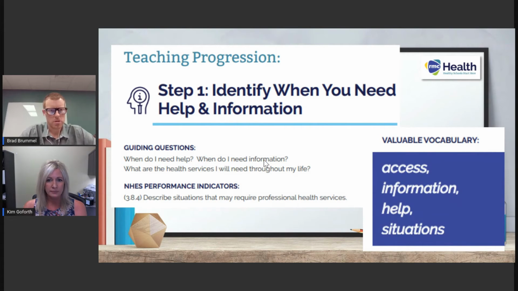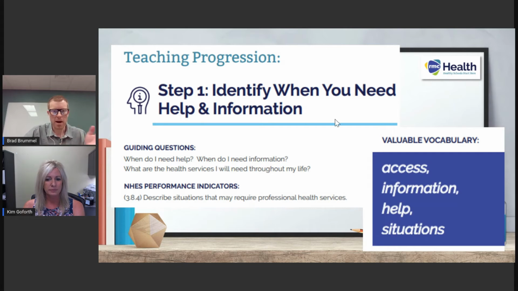So now we're going to go through just some examples of what some of the instruction could look like, some of the practice opportunities could look like for a couple of the steps. So for example, this is step 1. This is pulled straight from the RMC Health Skill Guide. You see some guiding questions, some example valuable vocabulary, and we're starting with performance indicator 3.8.4, and we're trying to help them understand when they need help and information.